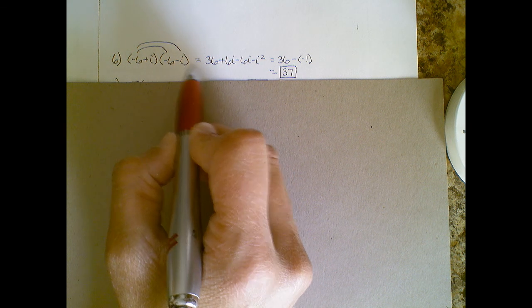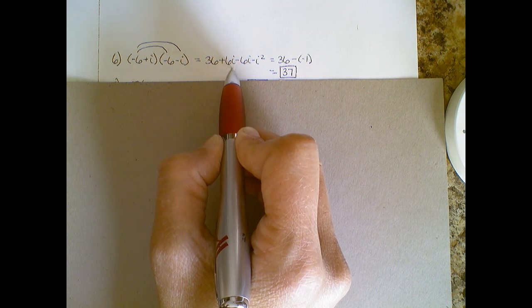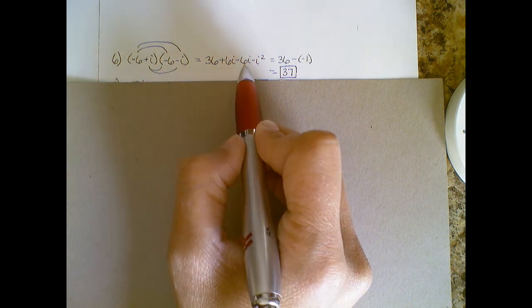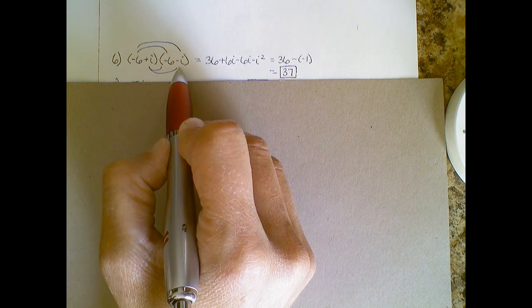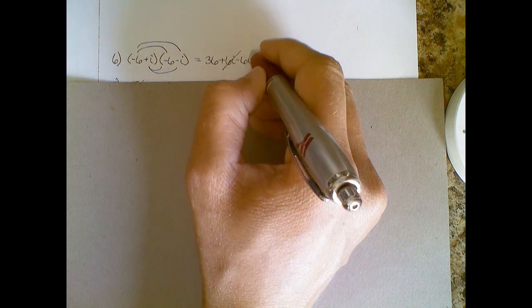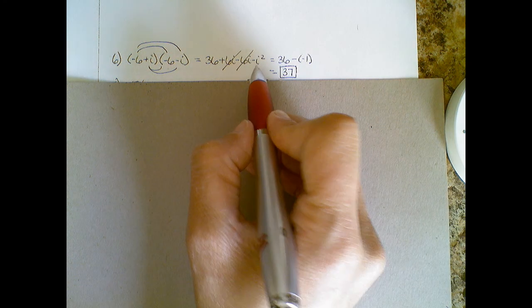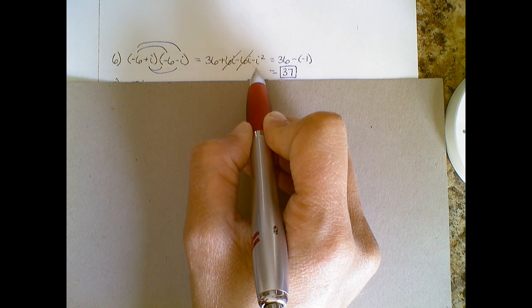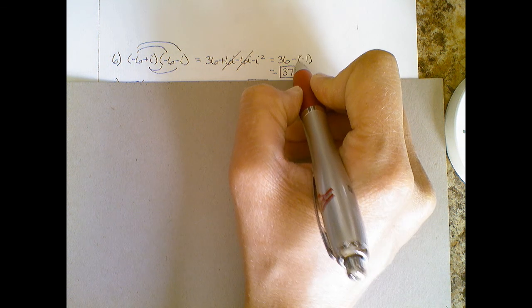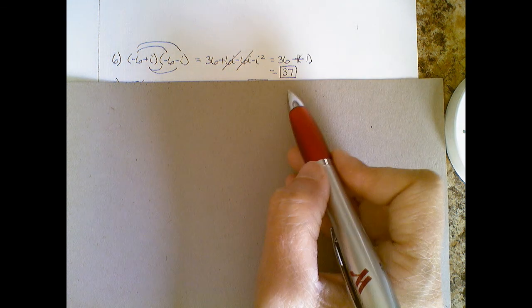Negative 6 times negative i is positive 6i. Distribute the i, so i times negative 6 is negative 6i. i times negative i is negative i squared. These two middle terms cancel out, they're opposites. And then i squared is negative 1. So we have 36 minus negative 1. Those two negatives cancel out to be positive. So 36 plus 1 is 37.